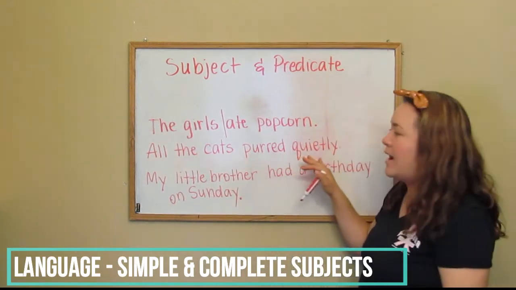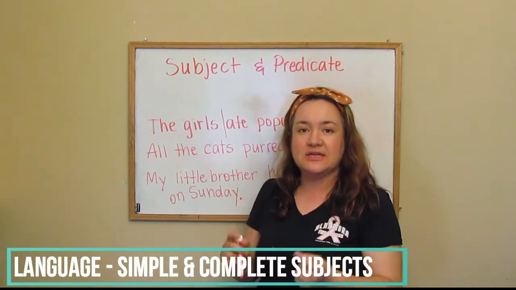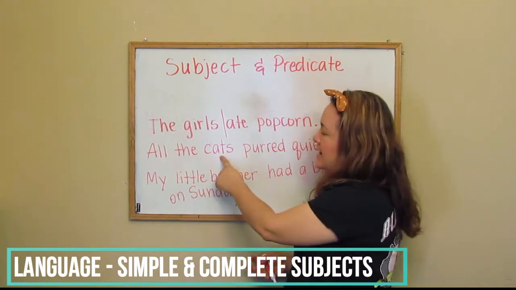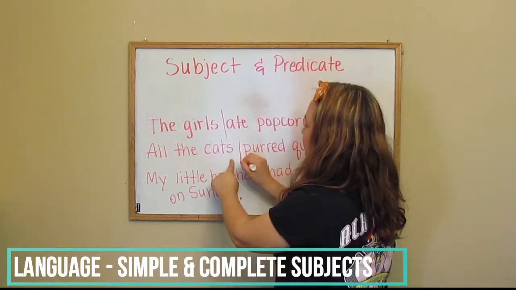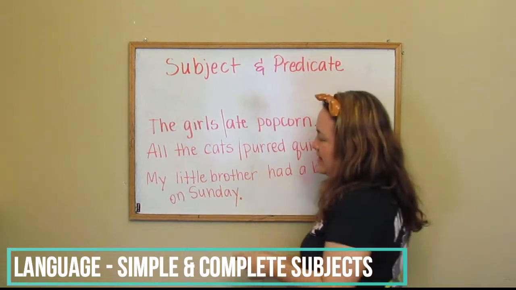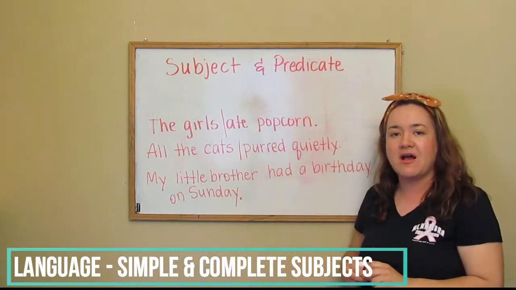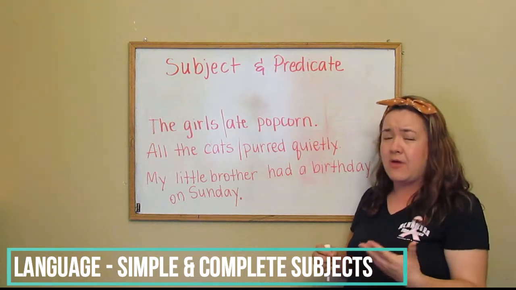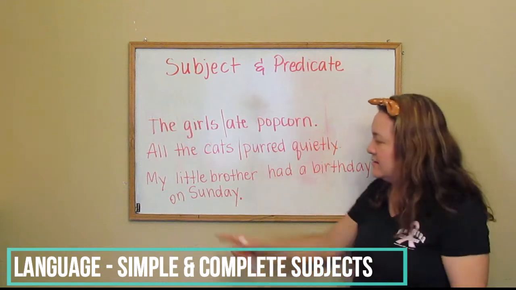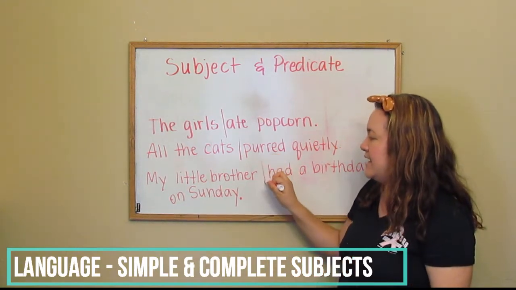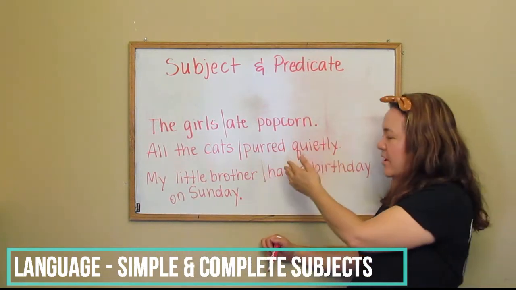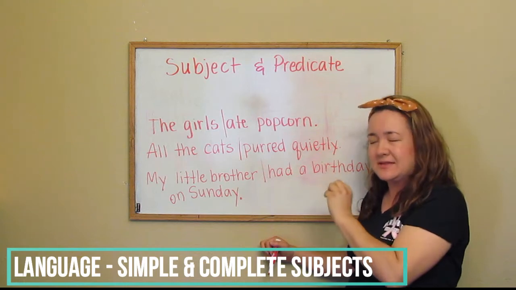All the cats purred quietly. All right, what is the subject in the sentence? So what is the sentence really about? Well, it's about the cats, right? So all the cats, I'm going to put a line after cats. That means this is going to be the subject, and this is going to be our predicate. All right, last sentence. My little brother had a birthday on Sunday. Again, is the sentence really about brother? Is it about Sunday? Is it about a birthday? It's really about the little brother, right? So my little brother, line right here to separate our subject, our noun, from our verb, from the thing that the noun is doing.